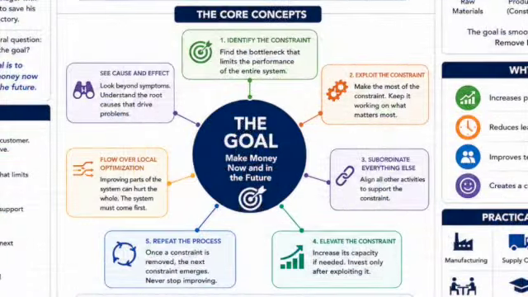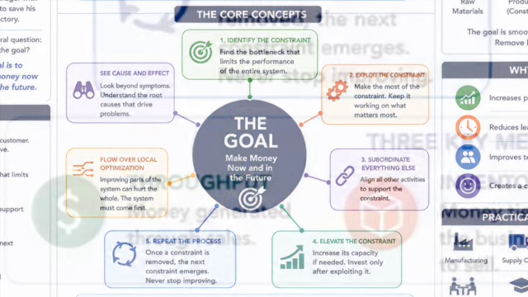Around the center are the 5 focusing steps. First, identify the constraint, the bottleneck limiting performance. Next, exploit that constraint by making the best possible use of it. Then subordinate everything else to support it. If necessary, elevate the constraint by increasing its capacity. Finally, repeat the process. Every time one bottleneck is removed, another appears. Continuous improvement never ends.